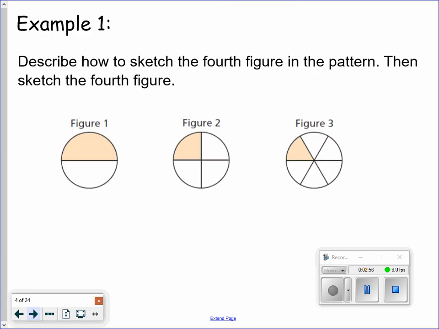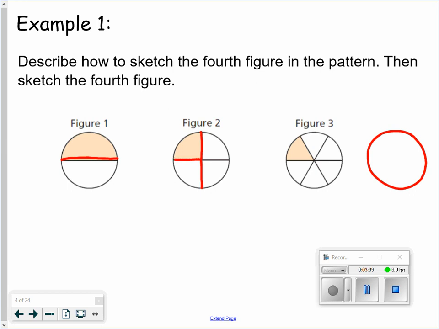So example 1, describe how to sketch the fourth figure in the pattern, then sketch the fourth figure. So let's look at this. I want you to come up with this next fourth figure. If you want to pause it and try it on your own, I always like to see what kids come up with before me showing you. So pause it, but I will show you the fourth figure here. If you noticed, obviously we've got a circle, okay? And this first circle is being cut into 2 equal parts. Now, that line was then cut into 2 more equal parts, so making that 4.